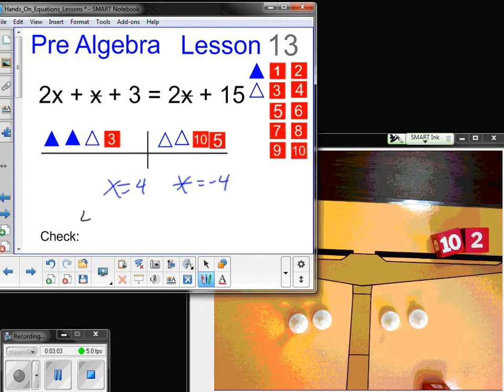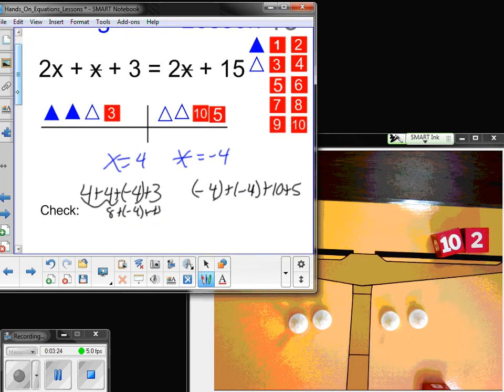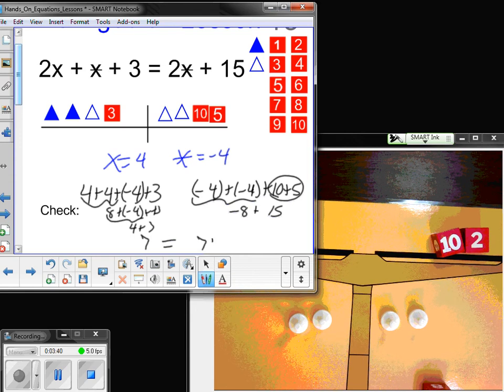I've got 4 plus negative 4 plus 3 on the left. I got negative 4 plus negative 4 plus 10 plus 5 on the right. 4 and negative 4 is 0 plus 3 gives me a 3. Negative 4 plus negative 4 is a negative 8. And this 10 plus 5 was supposed to be 15, so I'm going to go ahead and make it that. Negative 8 plus 15 is 7. 7 does equal 7. That works out.